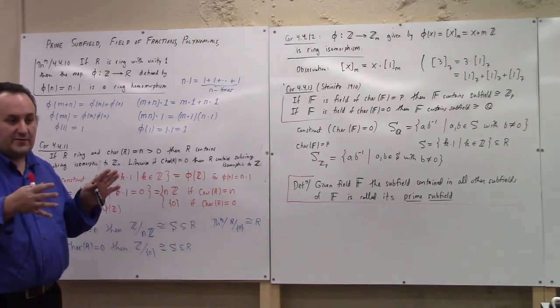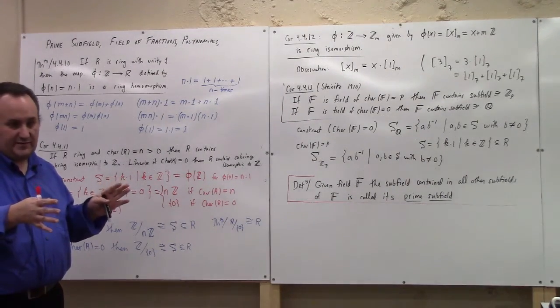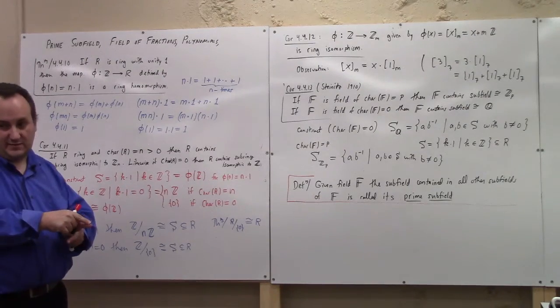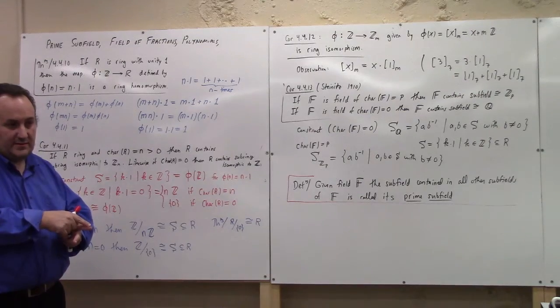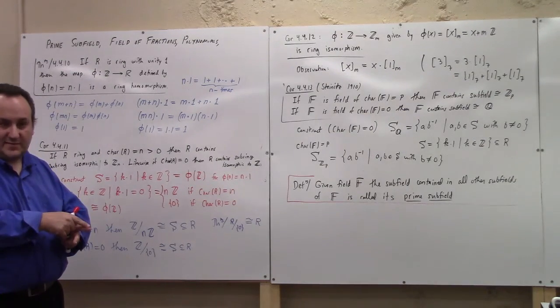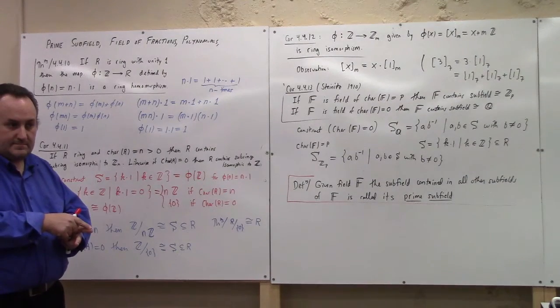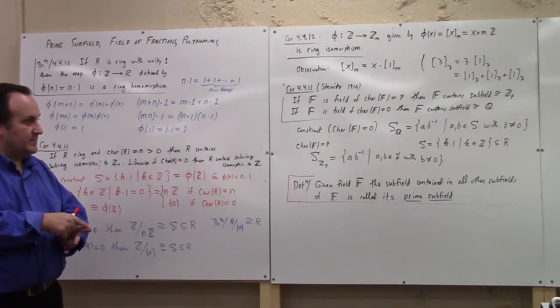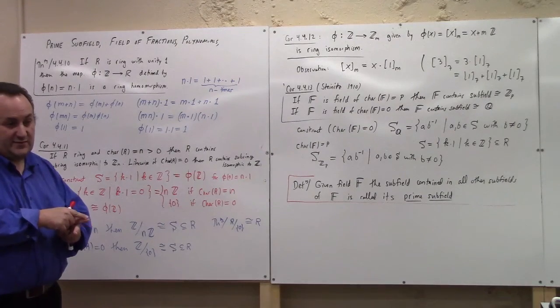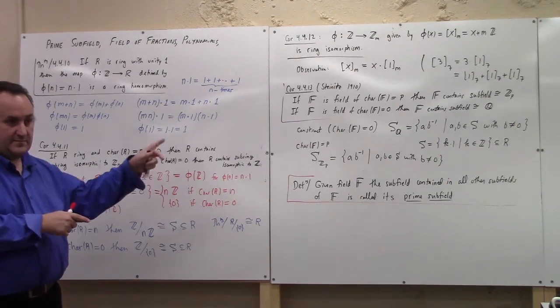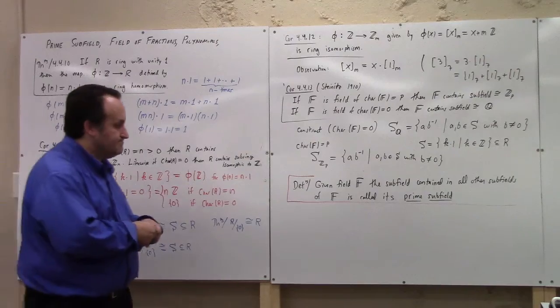Any other subfield that you were to construct has to have 1 in it. And then once you have 1 in it, you can automatically build this S sub Q or S sub ZP, depending on which characteristic you're in. So that means that the subfield ZP or Q is automatically contained in every other possible subfield. Because once you have 1, you can build either that or that. It's inescapable.